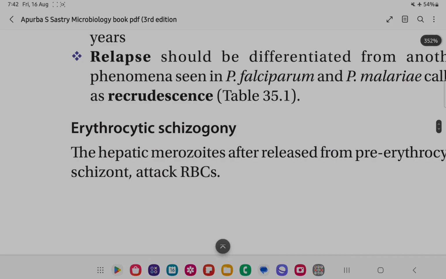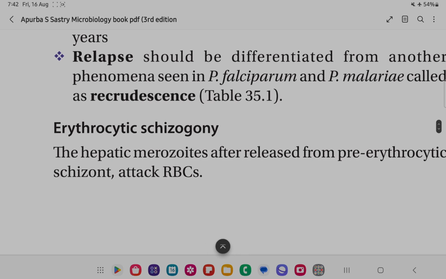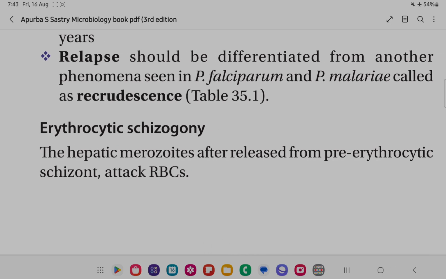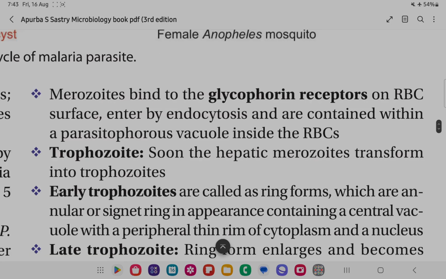Coming to the second part of the asexual cycle, that is the erythrocytic schizogony. The hepatic merozoites, after release from the pre-erythrocytic schizont, that is the hepatic schizont, attack the RBCs, which I have simplified in my flowchart. This is what I wanted to focus on: the merozoites bind to the glycophorin receptors on the RBC surface, and they enter by endocytosis and are contained within a parasitophorous vacuole inside the RBCs.